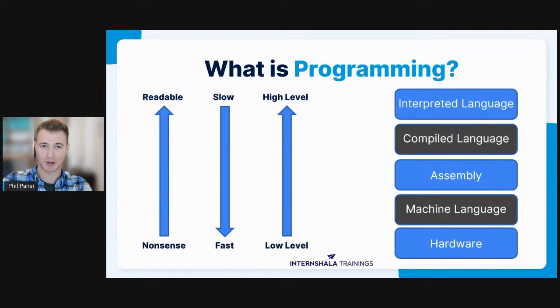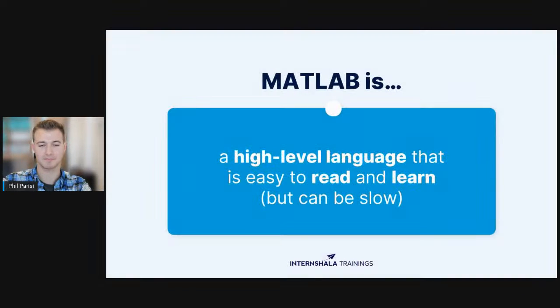But the most important part is how readable these languages are. It might be the fastest to program in binary with machine language, but it's absolute nonsense to anyone who looks at it because humans don't think in zeros and ones. Thus, as you go up this hierarchy, the languages become more readable, which is why humans work in the high-level interpreted and compiled languages. Thus, you could say that MATLAB is a high-level language that is easy to read and thus learn. However, it can sometimes be slow.